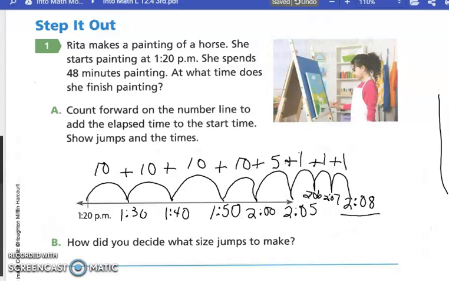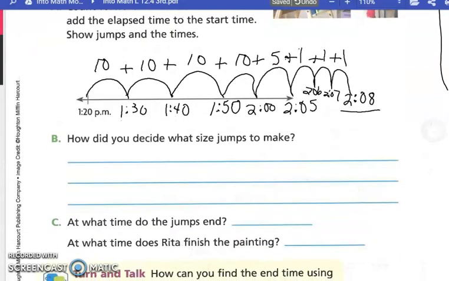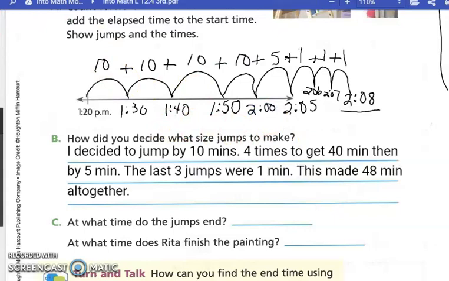Oh, did I forget? It says, how did you decide what size of jumps to make? How did we decide what size of jumps to make? I think we knew that we had to go 48. Okay, so we thought, well, 10 minutes are easy to add, right? Okay. Let's go ahead and find that and put it into Word. I decided to jump by 10 minutes 4 times to get 40 minutes, then by 5 minutes. The last 3 jumps were 1 minute. This made 48 minutes altogether.